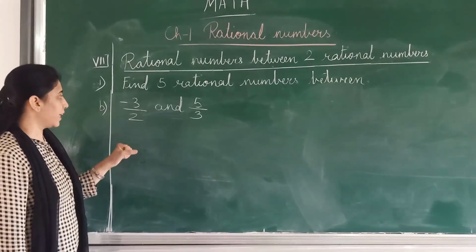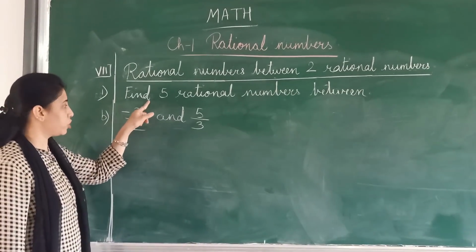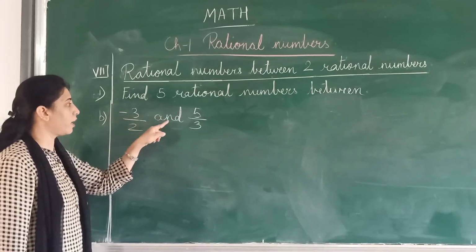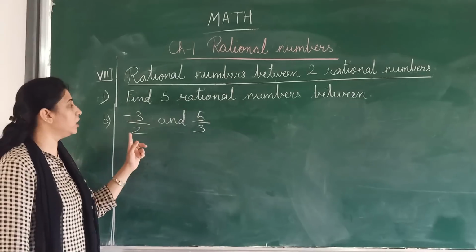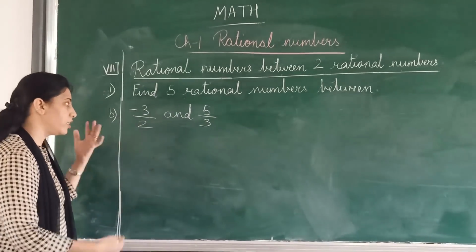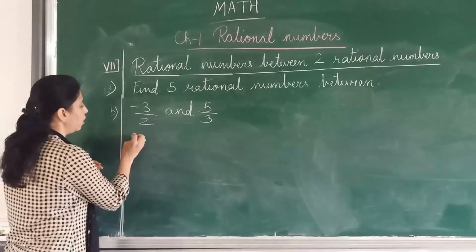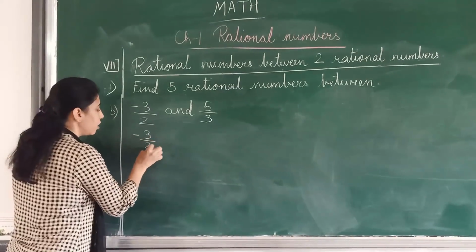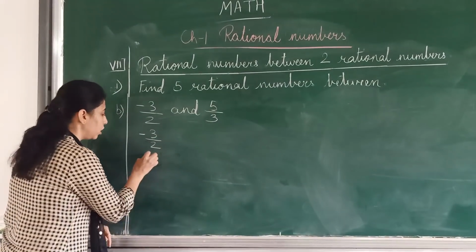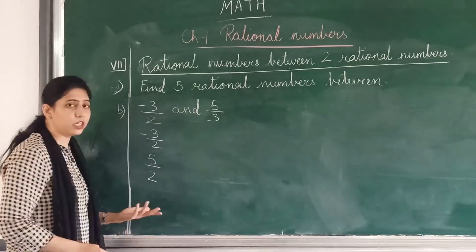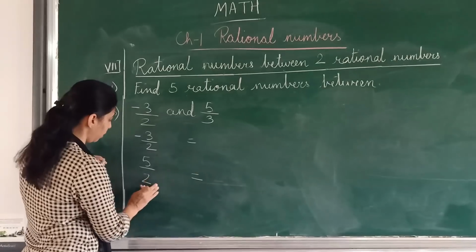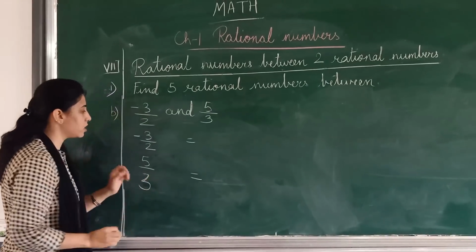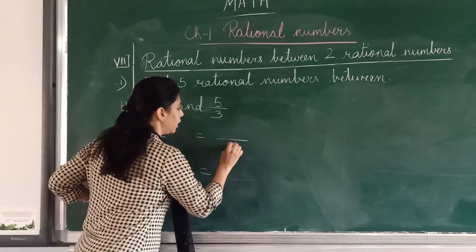Now we will take the second example for the same question. Minus 3 upon 2 and 5 upon 3. So find 5 rational numbers between these two rational numbers. So in the same way what we have done for the first one, write the first rational number here, then 5 upon 3 you are going to write down. Now make the denominator equal. So you are going to multiply with such a number that you get the common denominator.